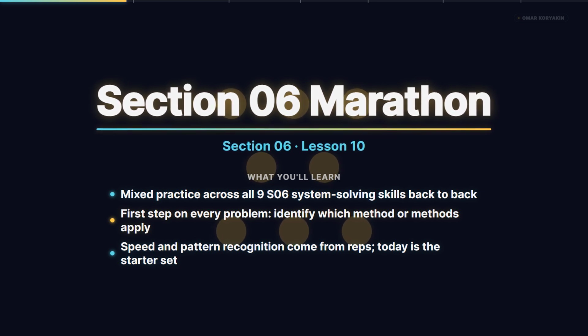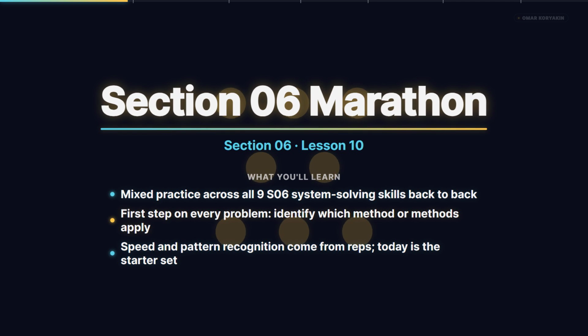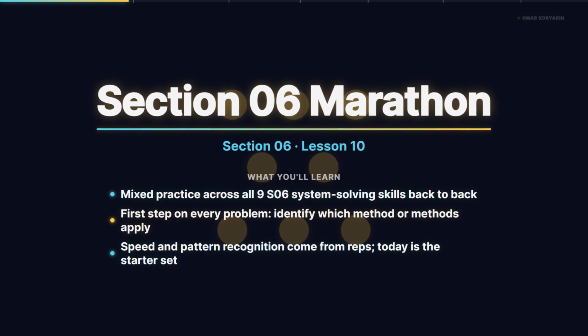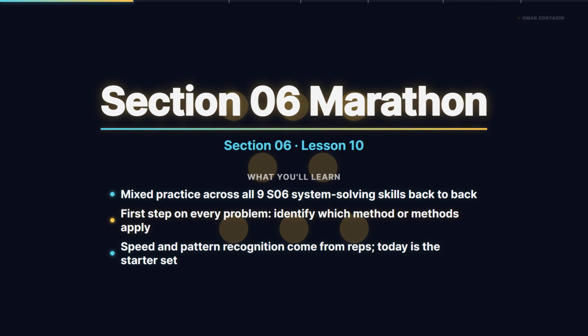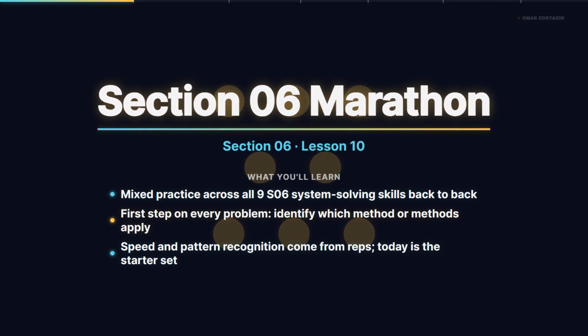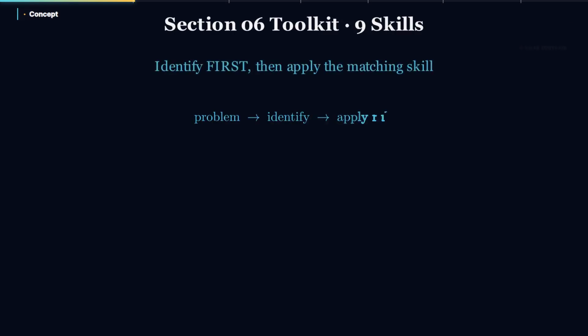The fluency that lets you solve a mixed system problem in under a minute rather than 4 or 5 minutes comes from 60 or 80 practice problems spread across the next 3 weeks of homework practice. The marathon today is a starter set. The full Section 6 toolkit has 9 skills, and a marathon-style mixed practice session is the most efficient way to lock them in as fluent reflexes for the rest of your algebra career.